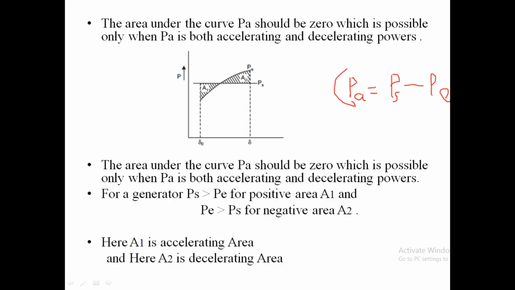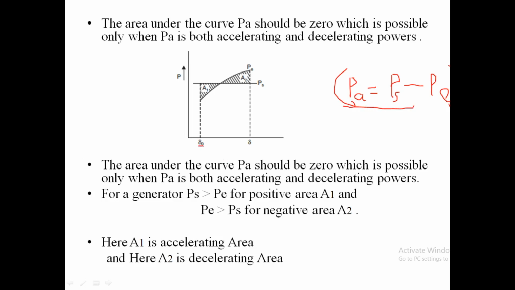It was 0 under balanced condition. It was 0. But whenever there is a fault, it is not equal to 0. At the time of fault, PE is reducing. There is no change in PS, and PA is positive. It is an accelerating power. So acceleration is happening, and corresponding to that, we will get an accelerating power.